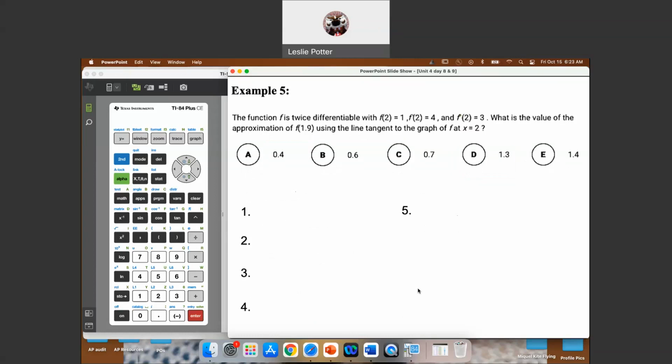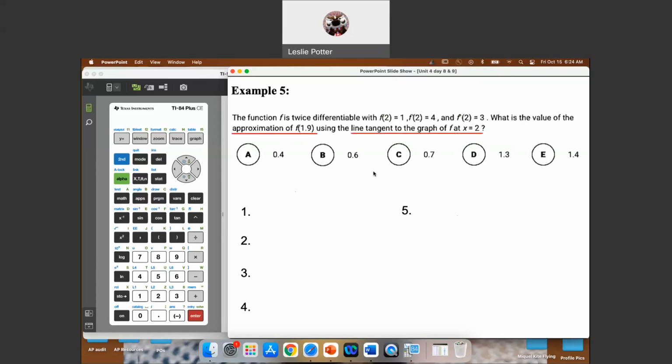Okay, let's take a look at example 5. The function is twice differentiable. That just means we can find the derivative. And it gives us all this information here. So we've got the function value is 1 at 2, so 2 comma 1. We know the derivative is 4. I say derivative, you think slope. And we know the second derivative is 3. As well as the approximation of f of 1.9 using the tangent to the graph at 2. That's just reassuring us that all of these values can be used because they're all evaluated at 2.